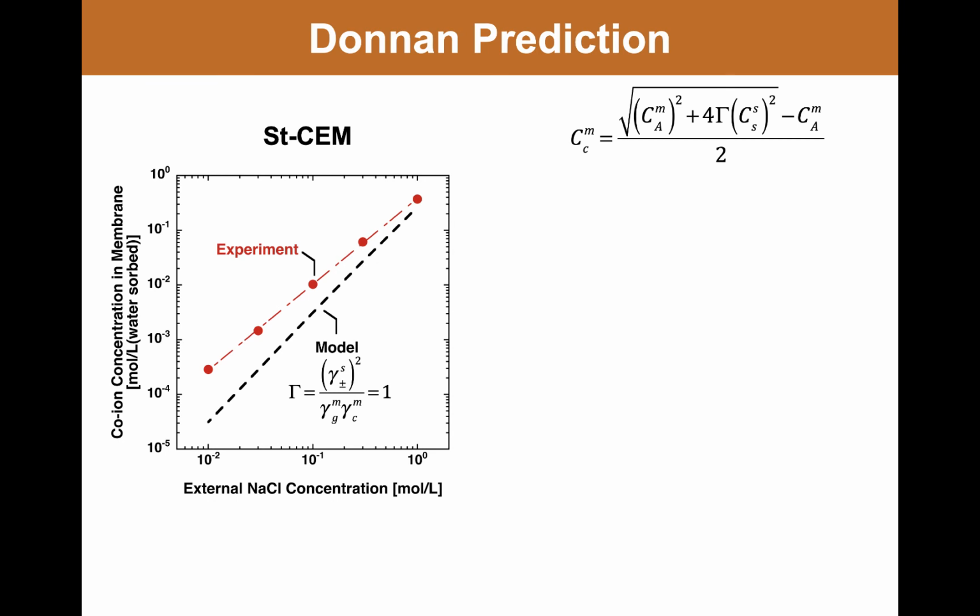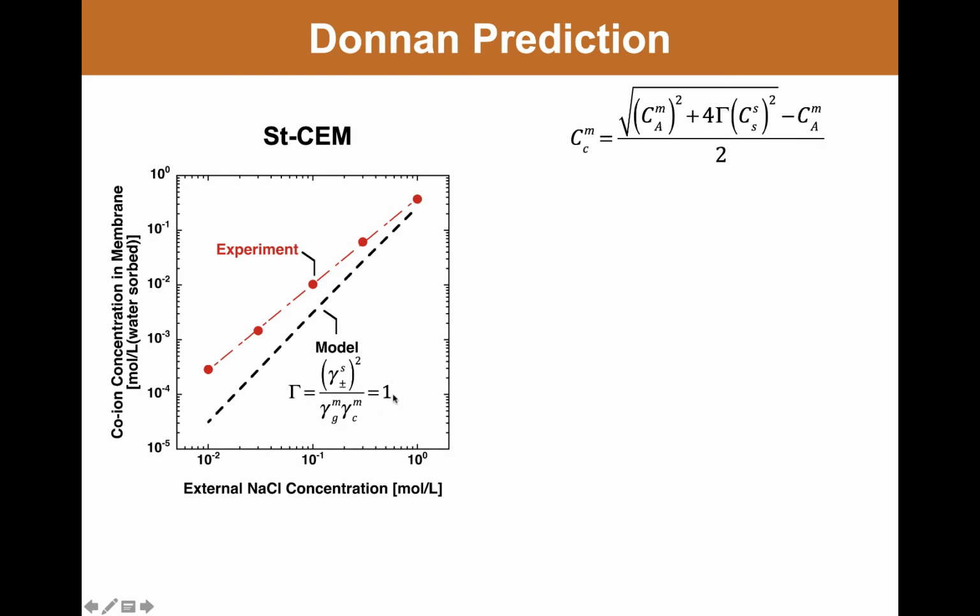Now, one of the classic failures of the Donnan model is shown here. So these are the experimental data. This is the Donnan model up in the upper right-hand corner. And historically, throughout the literature, people set this ratio gamma equal to 1. That is, they set the ratio of the activity coefficients in solution and in the membrane equal to 1.